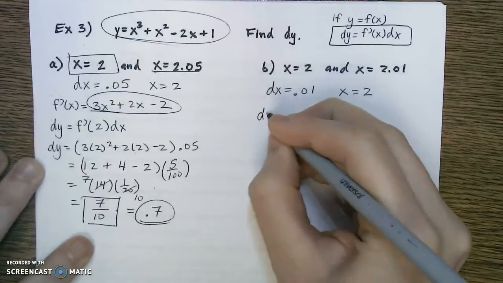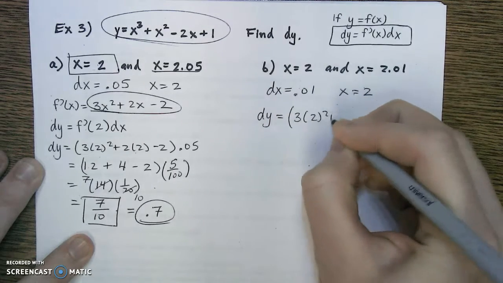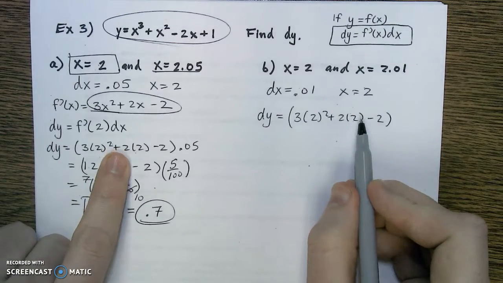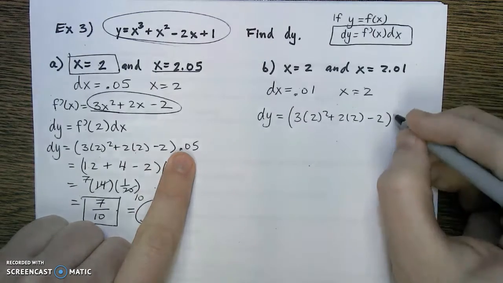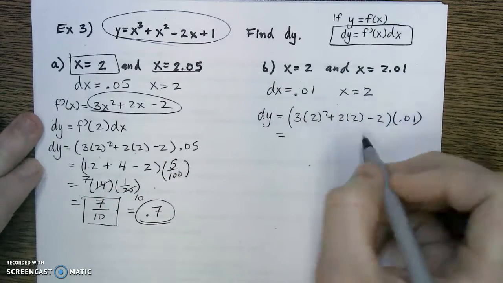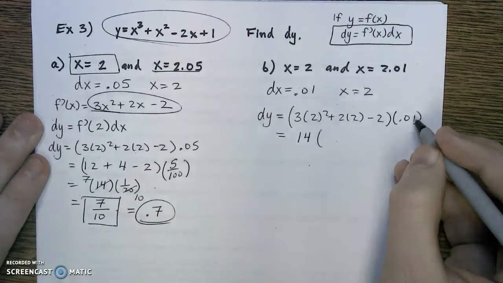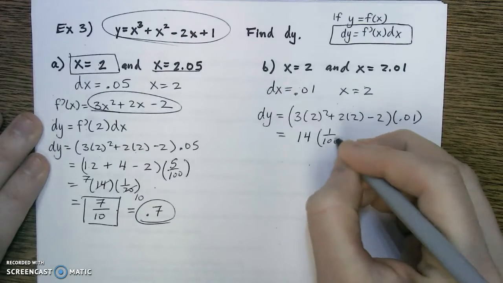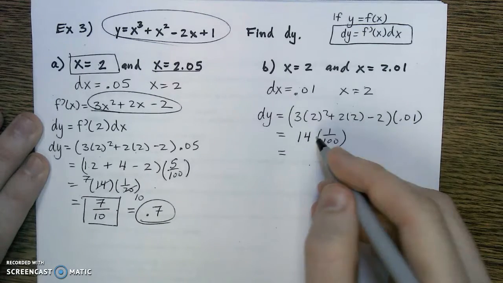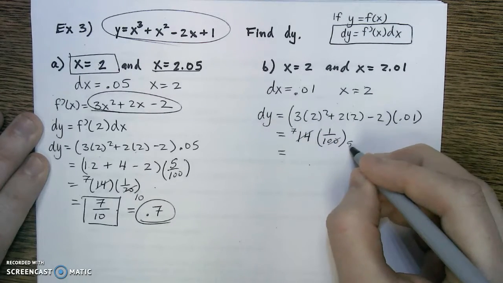So we've got dy equals 3 times 2 squared plus 2 times 2 minus 2, same as here because we're starting with 2. But here my dx is 0.01 this time. So I know in here I'm going to get 14. And then out here, if I write that as a fraction, that'd be 1 over 100. And so I get 14 over 100. I can simplify that if I take out a 2. So that'd be 7 over 50.